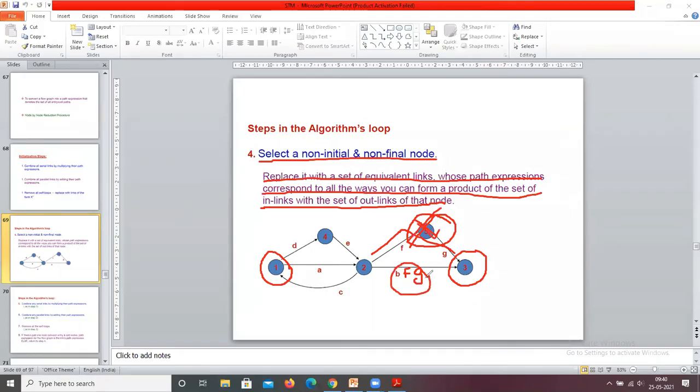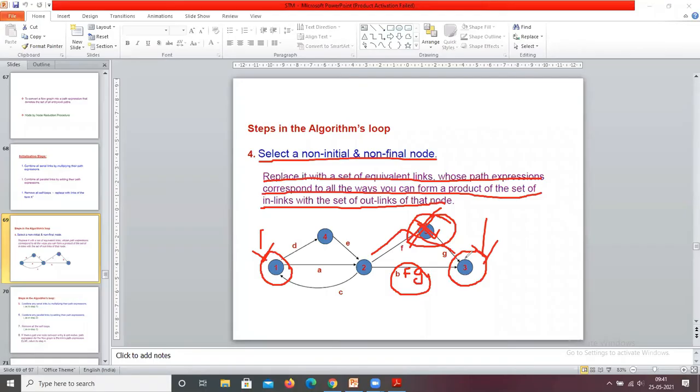BFG here. Okay. So that is the 4th step. The first 3 are the initializations, and steps 4 to 8 are in the loop. In that, the 4th step is select a non-initial and non-final node. That means the entry node and exit node we don't select. Okay, these are the entry node and exit node. Select a node and replace it with a set of equivalent links whose path expressions correspond to all the ways you can form a product of the set of in links with the set of out links.